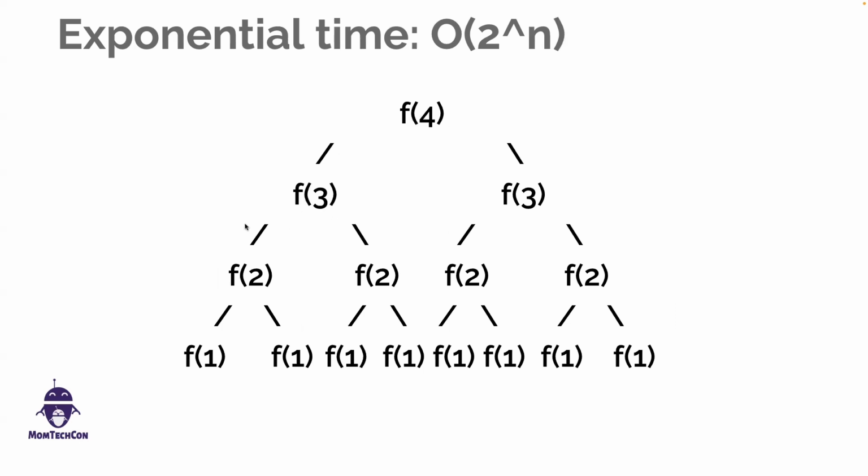Then when we are f of 3, we are going to still have 2 branches, and so on. Because the growth rate is going to double every time that we have the input, we can say that we will have an exponential time, or O of 2 exponential n.